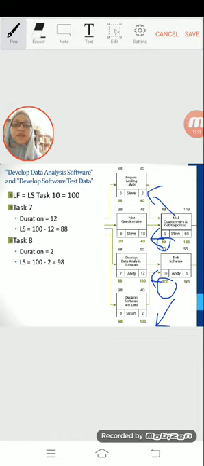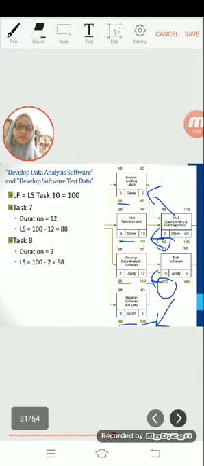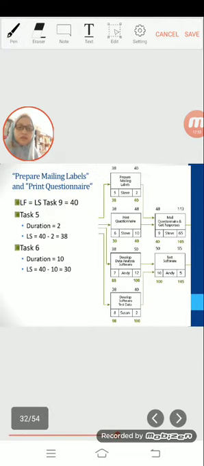Okay, for 40 minus 2 equal 38. 40 minus 10 equal 30. 100 minus 12 equal 88. And 100 minus 2 equal 98. Okay, this one you understand.